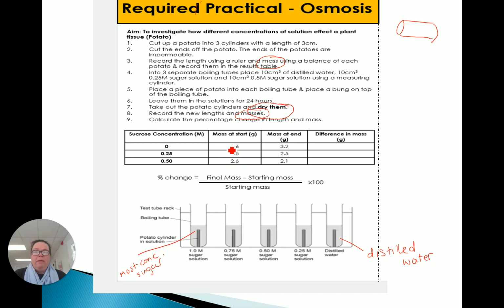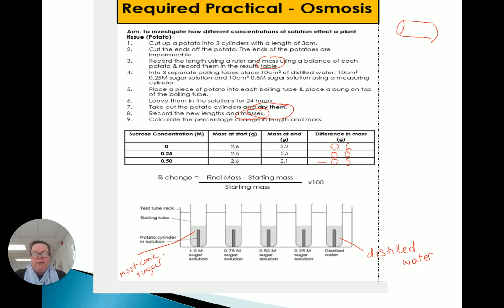So this little table here, it's got 3 sucrose concentrations on it. It's got the mass at the start, the mass at the end, and then the difference in mass. So this is going to be 0.6 because we're taking the smaller one away from the big one. This one's going to be nothing, it doesn't change. And this one is going to be 0.5, but it goes down, so we're going to say minus 0.5.